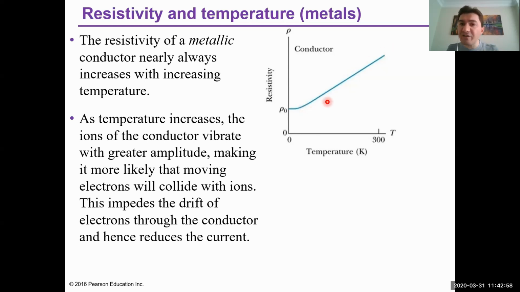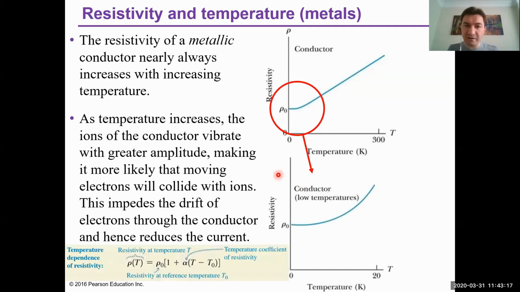But the strange thing is that here we have more or less linear behavior. I mean, you increase the temperature and then resistivity goes up. But here we have more or less a constant region at low temperatures. Can you see that? If I magnify that region, you can see like this, conductor at low temperatures. But you see here that we have different behavior.